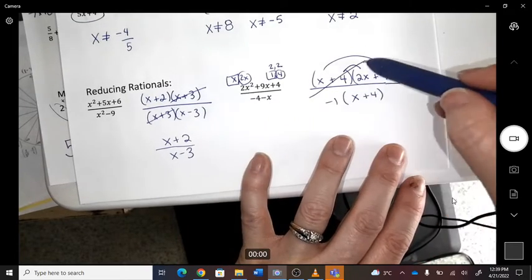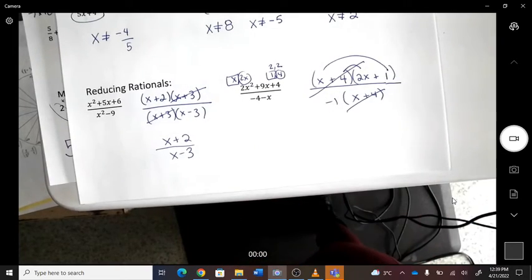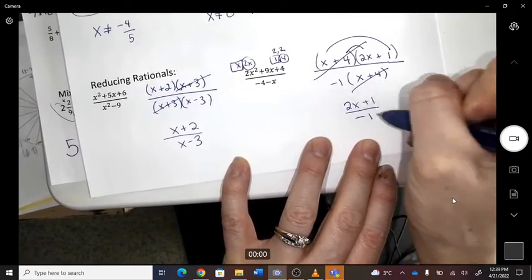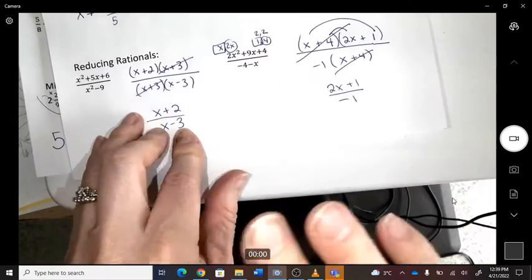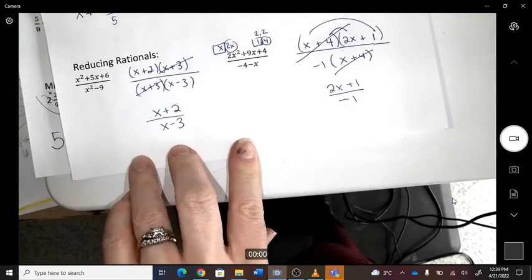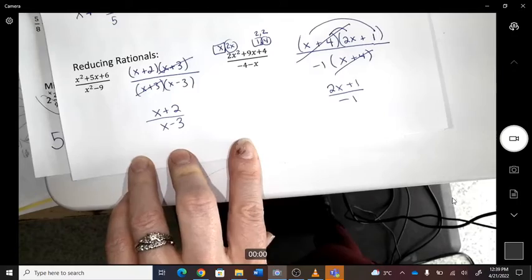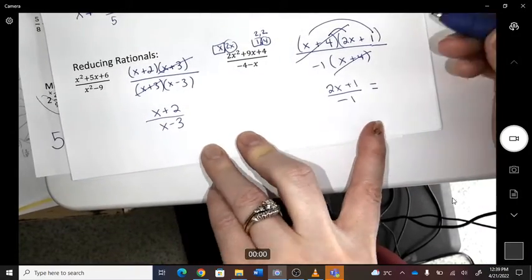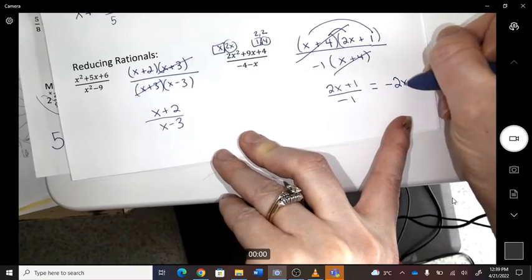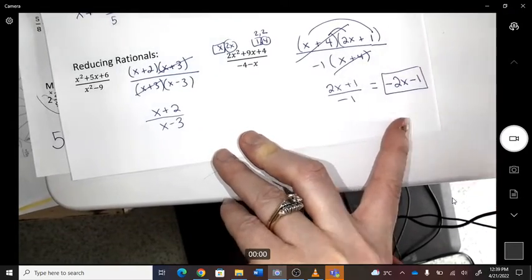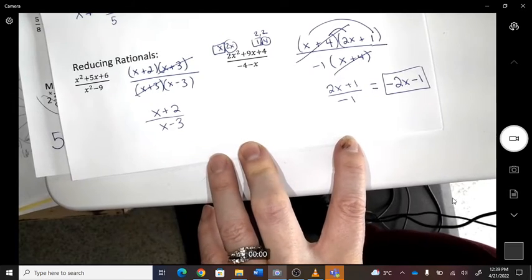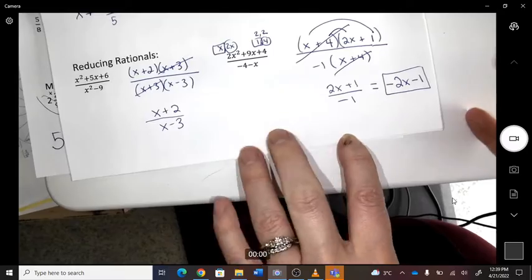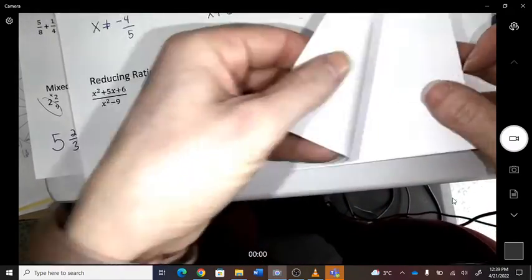And now x plus 4 can cancel. And then I get that on the top and that on the bottom. And if you really want, you could divide that, which would go negative 2x minus 1, if I divide it all by negative 1. All right, last one.